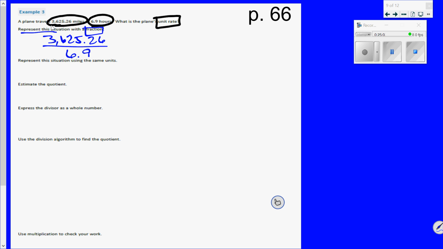Now we're going to do the same thing using the same units. So 3,625 and 26 hundredths miles over 6 and 9/10 hours. So that, as a reminder, is a rate, correct? We've now included our units. So we've gone from a fraction to a rate. Now we're going to do an estimation. Estimate the quotient. So if we start an estimation, where do I start? Top or bottom?